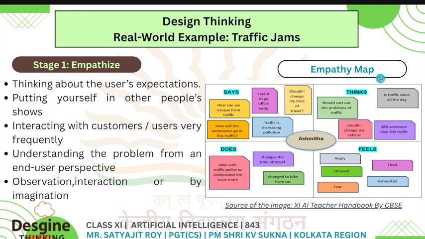It is a technique where you have four quadrants, and each quadrant is having something about the user. Like this quadrant is having what the user says. This quadrant is about what the user thinks about the problem. This is about what the user does about the problem. And this is about what the user feels about the problem. A method to gather all the information about the users so that you can better empathize with the user and understand the user expectations. We will study more about this empathy map in our later video.